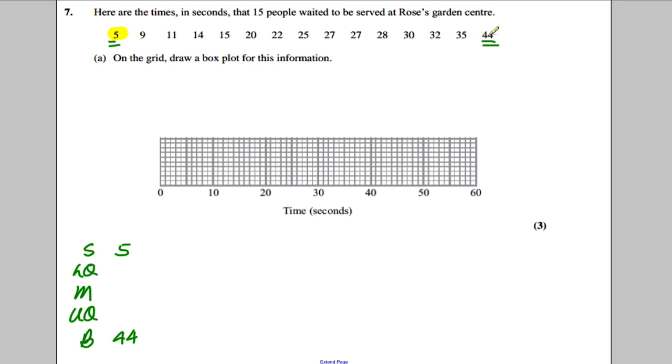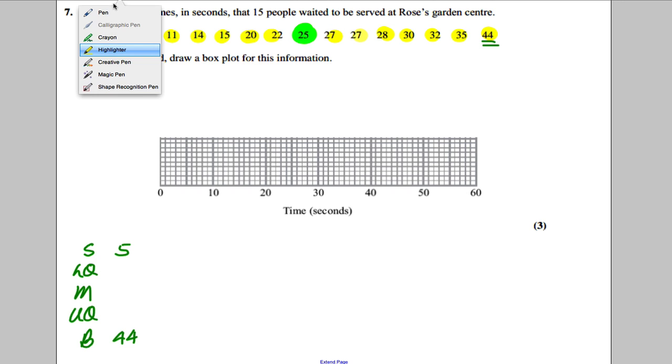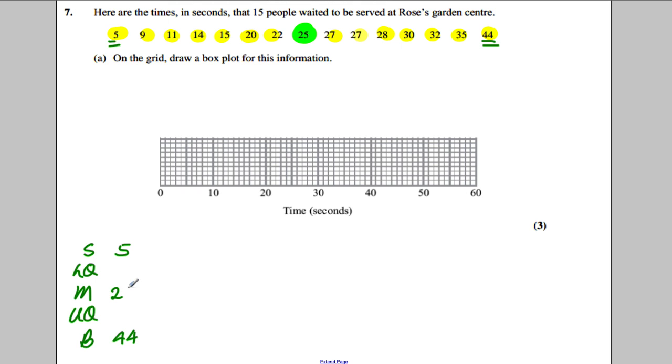So not that, not that, not that, and so on. It's this one here on its own, 25. So the median is 25.